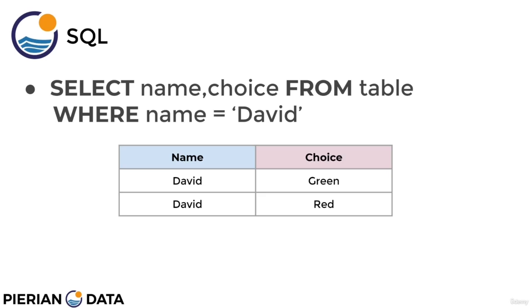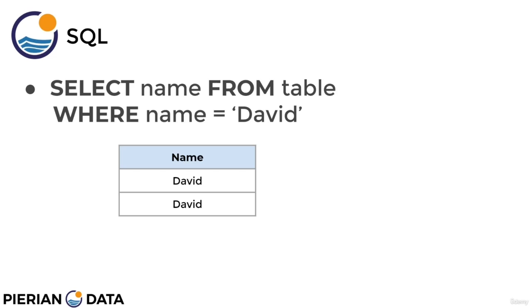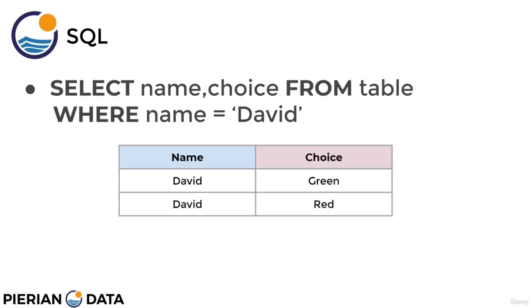Also keep in mind that I selected both the name and the choice column here. I could, if I wanted to, just select the name column from table where name is equal to David, and then I would just get back the entries on the name column. So that's not terribly useful. So keep in mind you're probably going to ask for more than just the column where you're filtering these conditions on, such as asking for name and choice.